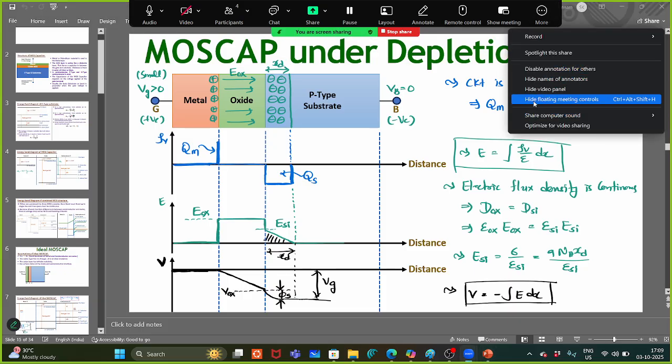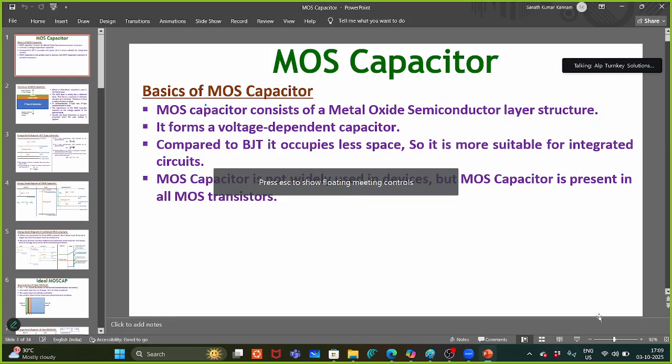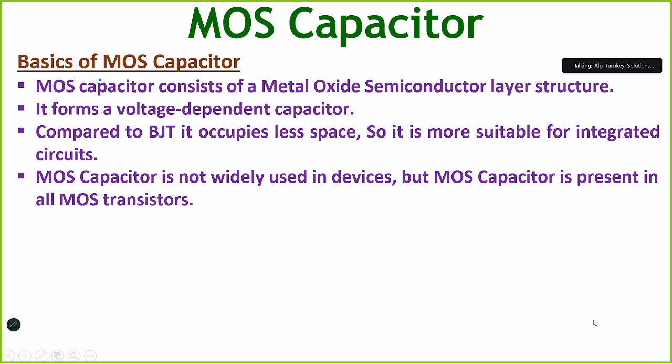Yes. Okay. So today I will see about this MOS capacitor. MOS is nothing but a metal oxide semiconductor. That means the MOS capacitor consists of a metal, oxide and semiconductor layer structure. Without drain and source, we call it a MOS capacitor.